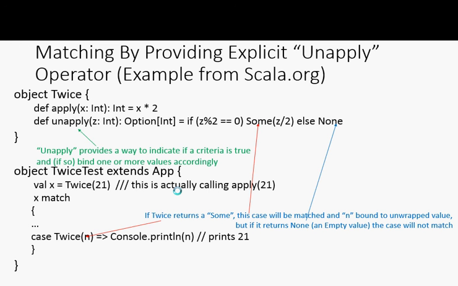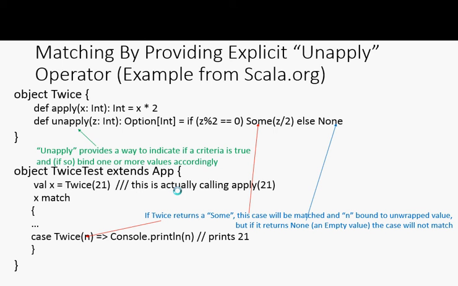So this value that it's testing, z divided by 2, that is the value that's actually being matched here. That's x, okay? So x is being matched, unapply is taking in the value being matched, and it's testing, is this value even? Is this value twice something else, in other words? And if so, it's going to return a sum here, in other words, an option, that has the value z over 2. And that's going to be bound to n, okay? That's going to be bound to n.